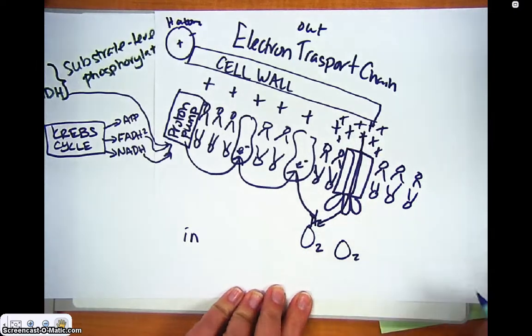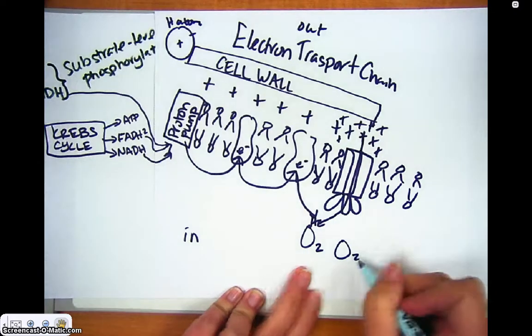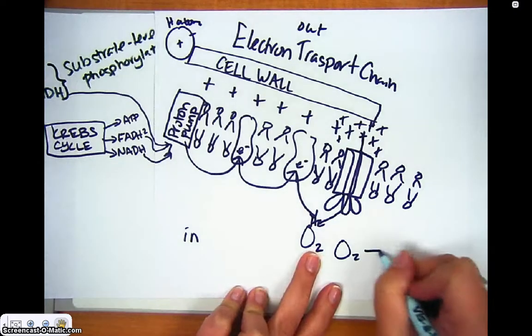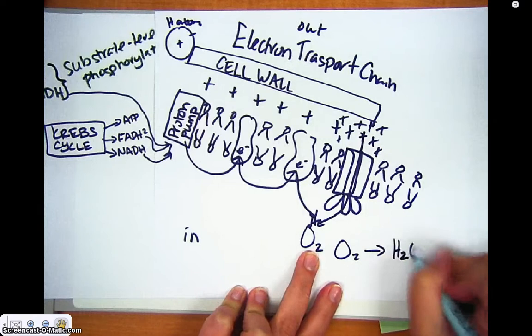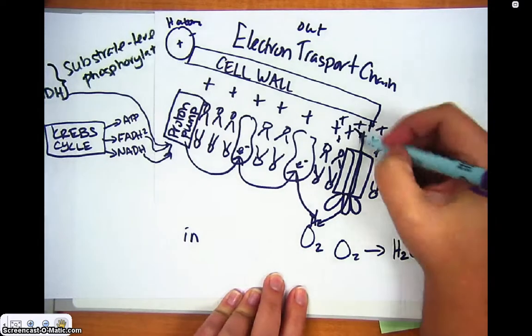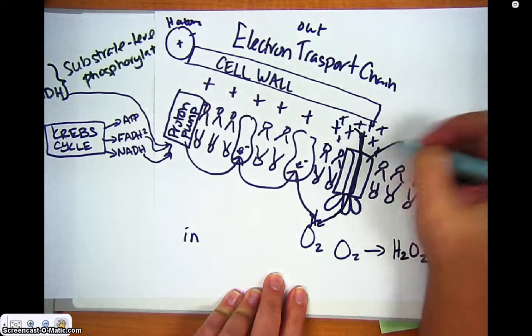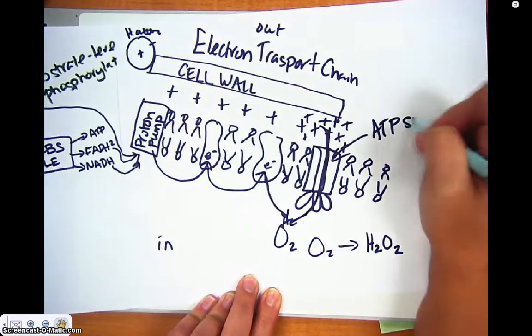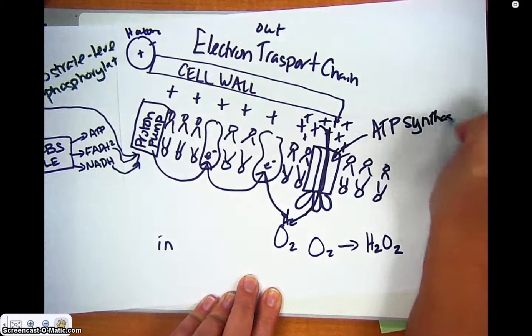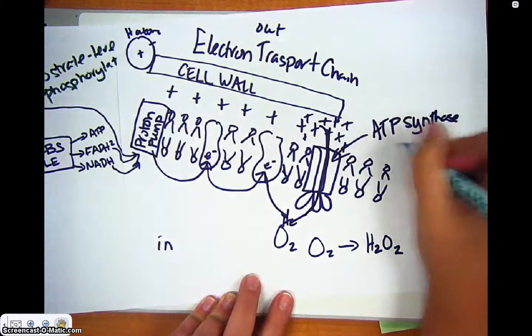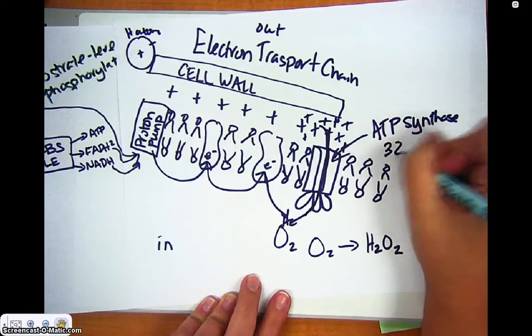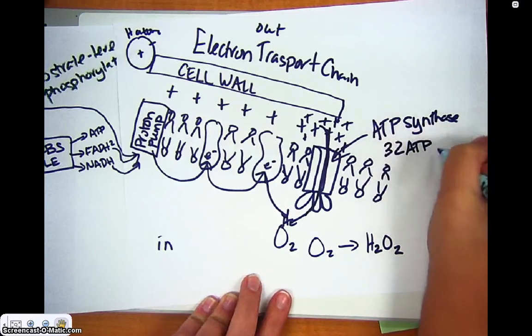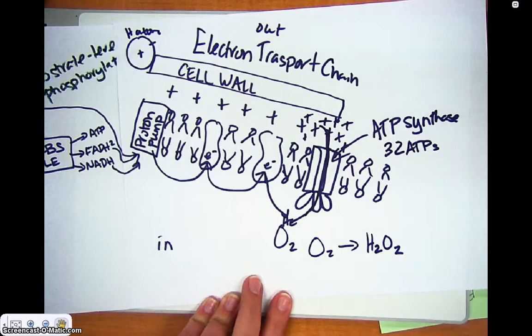So this happens 2 times so that you hook up with these oxygens and you end up with H2O2, which is hydrogen peroxide. As the protons rush through this enzyme, ATP synthase, we make a huge amount of ATPs. I think it's like 32 ATPs. I don't really know the exact number, but it's a huge amount of ATPs.